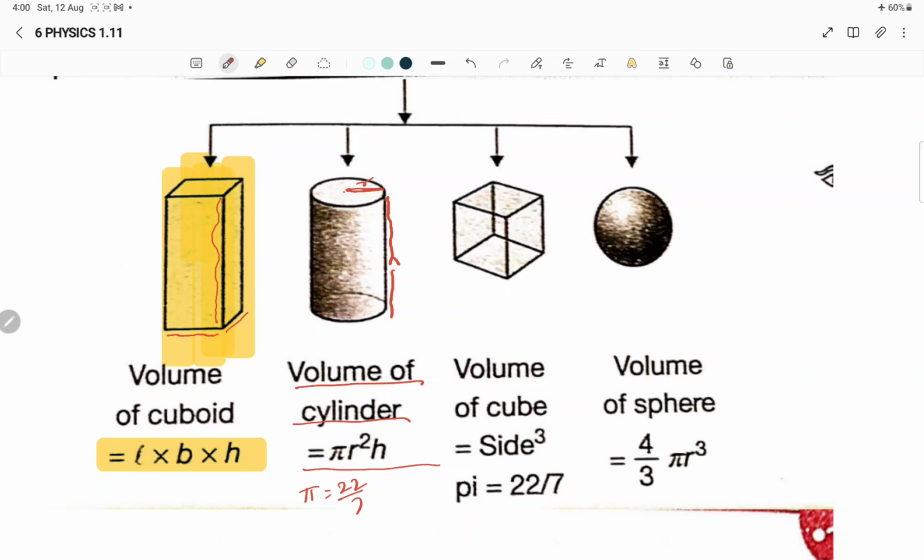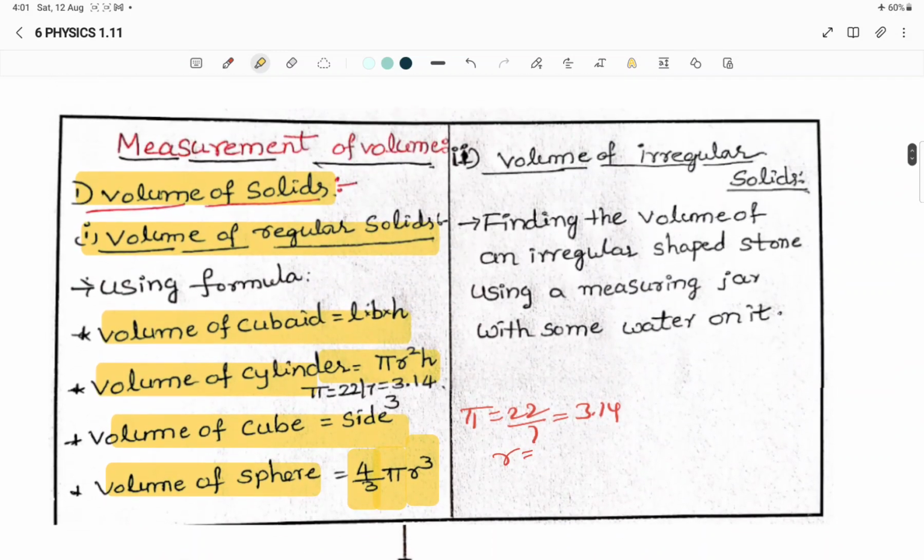Next, the third figure is the cube. How to find the volume of a cube? The formula for the volume of a cube is side cube, side into side into side. Next, sphere. How to find the volume of a sphere? The formula is 4/3 pi r cube. Here r is the radius of the sphere. This is about the volume of a regular shaped object.